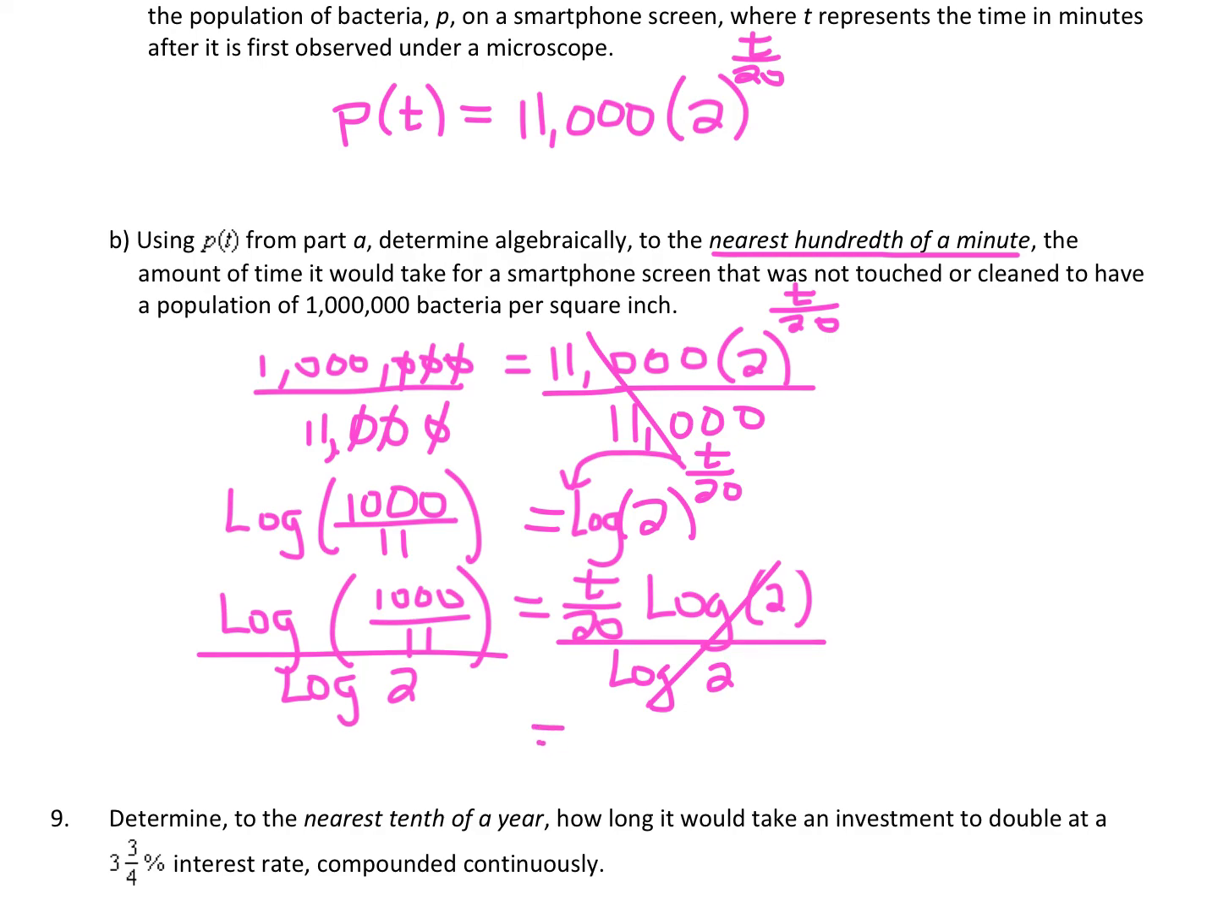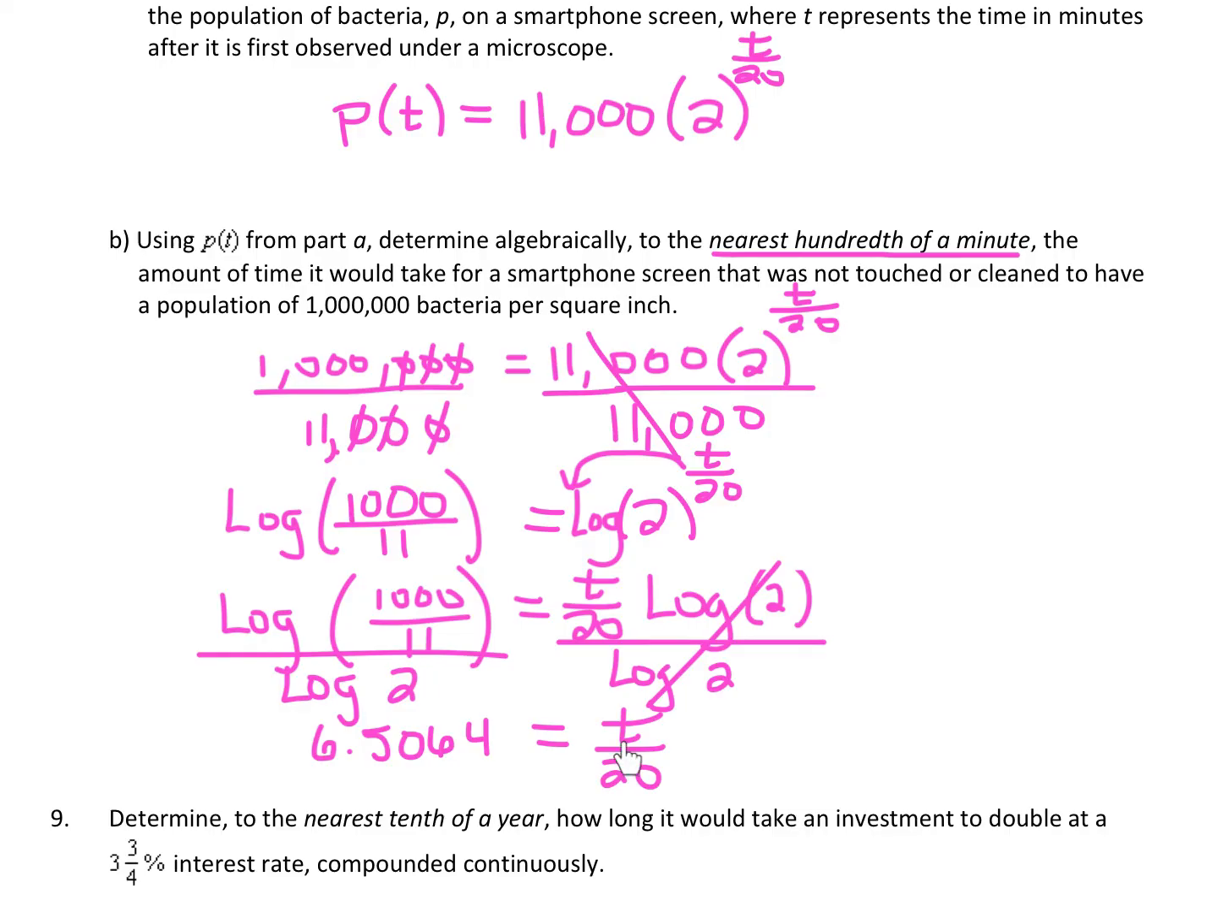So on the right side, I'm left with t over 20. And this you're going to have to plug in your calculator, and you are going to have to, at this point, round on your paper. But in our calculator, we're going to use our entire answer. So when you type in log of this fraction divided by log of 2, it gives you approximately, let's just say, 6.5064. Okay, now we have to get this t by itself.